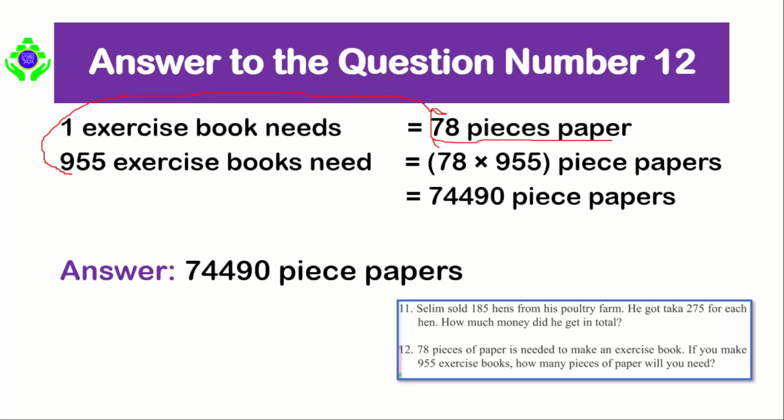So altogether, if I multiply them in my notebook, the answer will be 74,490 pieces of paper. So for 955 exercise books, I need 74,490 pieces of paper. There should be an 'a' there. Okay, it was a writing mistake or typing mistake. I think you will consider this.